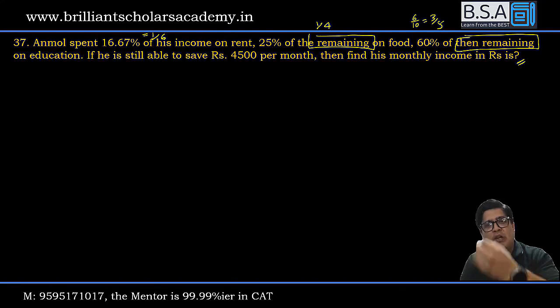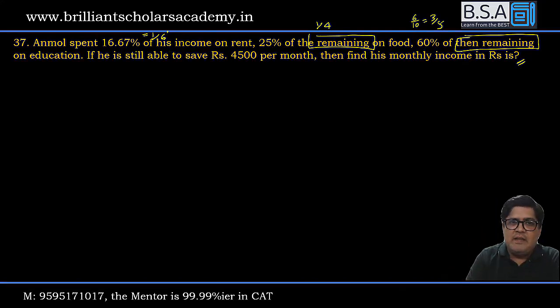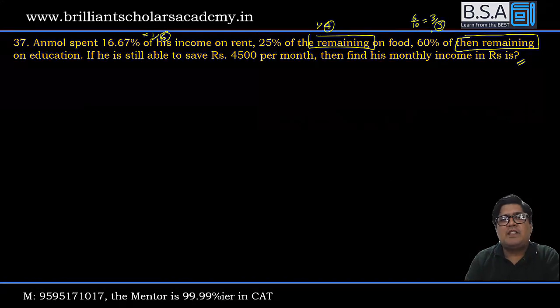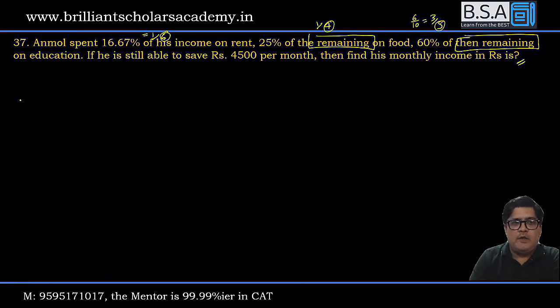Whenever remaining is used, we multiply denominators. I will simply multiply denominators 6, 4 and 5. How much is 6 into 4 into 5? 120. So I'll say 120 is the total money Anmol initially had.